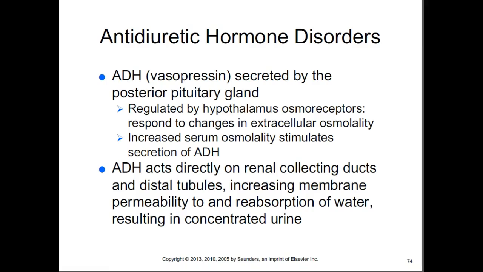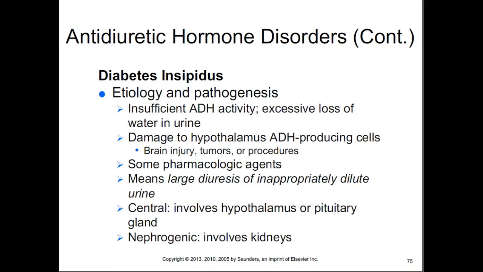And so increased serum osmolality stimulates the secretion of ADH. ADH directly is going to have effects on the renal collecting ducts and the distal tubules. Remember, increasing water permeability by increasing the number of aquaporin channels in the cells that are going to concentrate the urine, right? So if antidiuretic hormone is low, we call that diabetes insipidus.